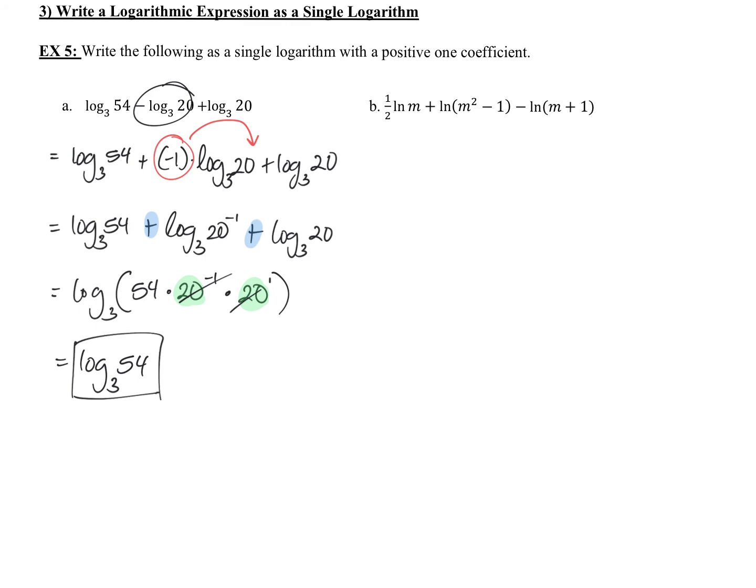You could technically simplify the 54 with the 3 by turning that into a 27 times 2, but then you would end up with two separate items, and it wouldn't be one logarithm anymore, and we just want one logarithm. So we're going to stay with it right where we are. Now let's take a look at the next problem. Go ahead and give this one a try and check back in with me in a second.